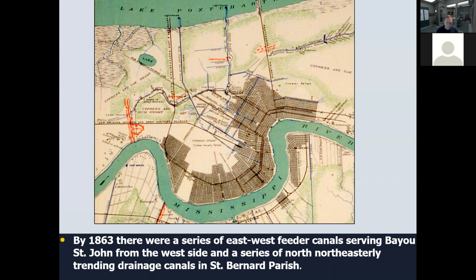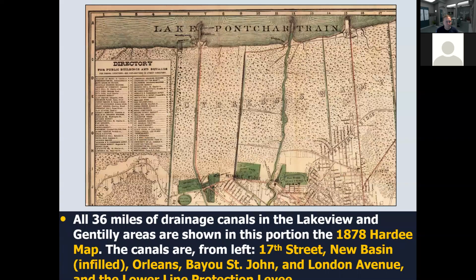And there were, again, thousands and sometimes more than 10,000 people that would die each year from yellow fever. So the idea of draining the swamp was to kill the habitat for the mosquitoes, once we came to understand what was causing the yellow fever anyway.